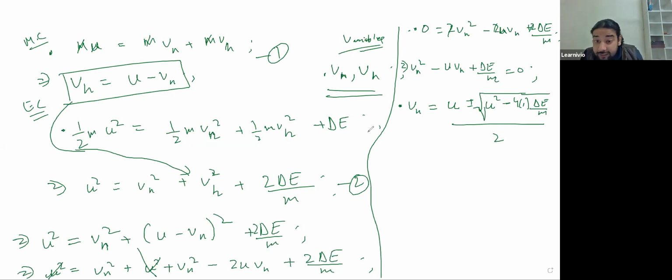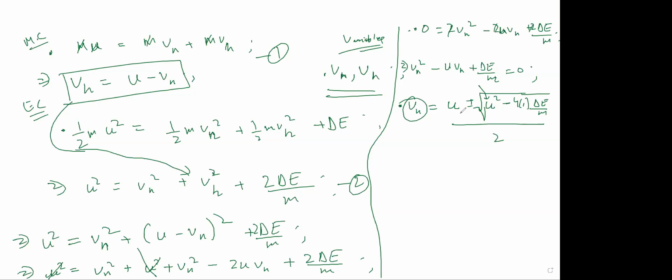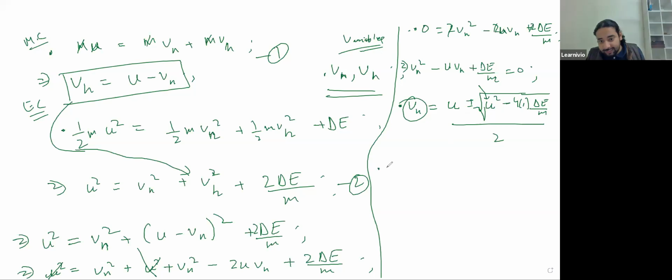Now notice that your Vn has to be real, right? Your Vn cannot be imaginary. It cannot be an imaginary number, right? It has to be a real number. And for this to be a real number, whatever is there inside the square root has to be positive, correct? Yes, sir. So if this has to be positive, this means that u square minus 4 times delta E over M has to be greater than or equal to 0. Yes?